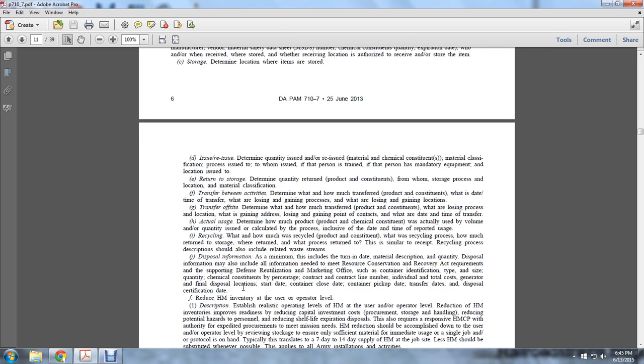Disposal information. At a minimum, this includes the turn-in date, material description, quantity, and disposal information. It may also include all information required under the Resource Conservation and Recovery Act and the requirements of the Defense Reutilization and Marketing Offices, such as container identification, type, size, quantity, chemical constituent percentages, contract line number, individual totals, costs, generator, final disposal location, start date, container close date, container pickup date, transfer dates, and disposal certification date.